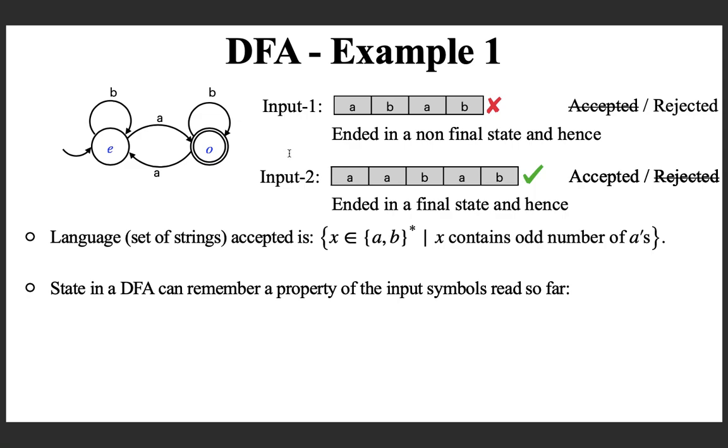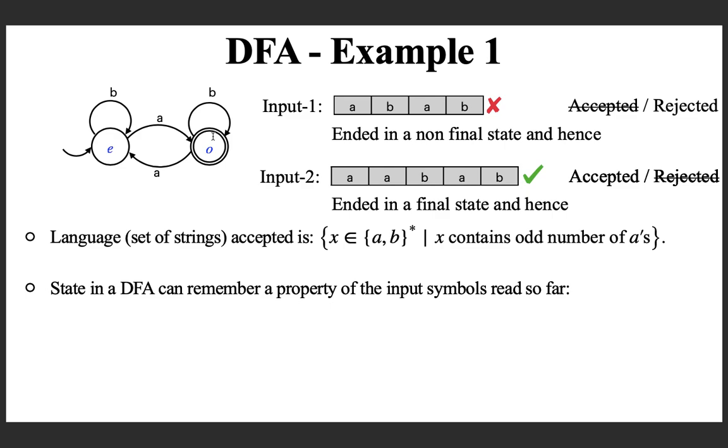You can see that a state in a DFA can remember a property of the input read so far. So while you are processing the input, the state can remember a certain amount of information about the string read so far. Now suppose you are asked to design a machine to accept if the number of A's is odd. Then what are the two possibilities? The number of A's is either odd or even.